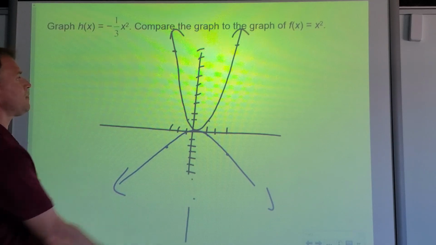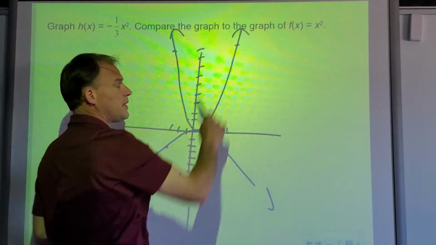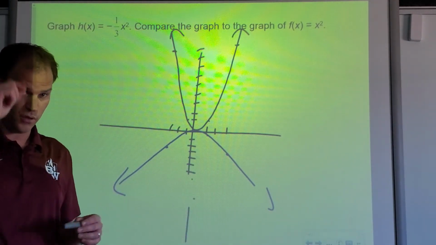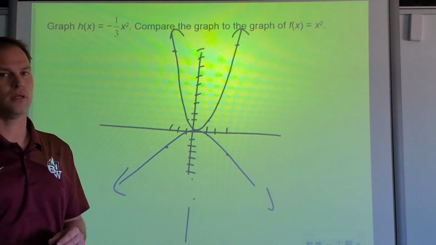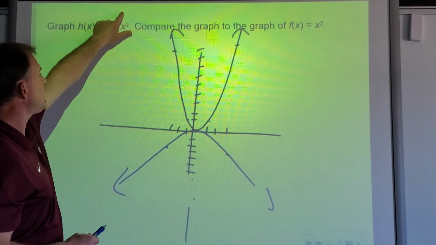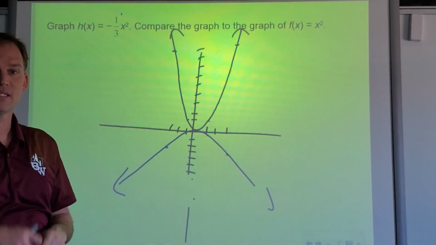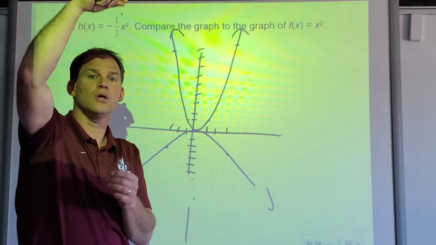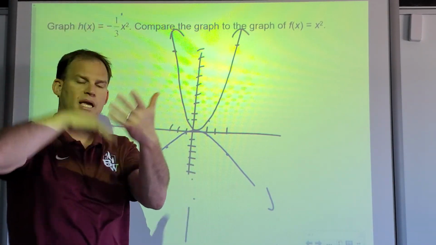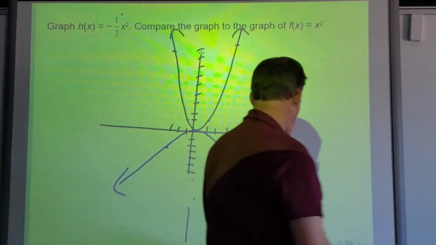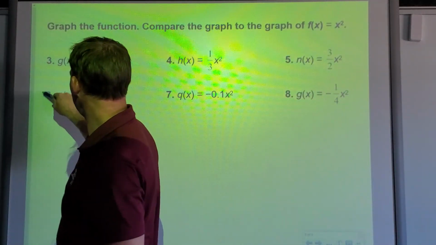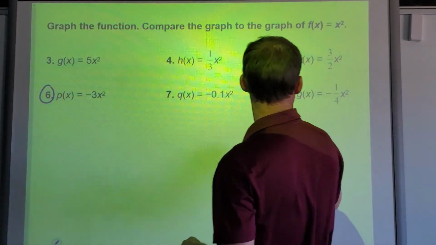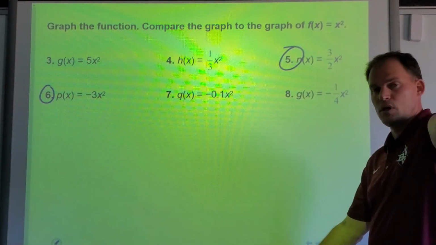But that's the idea. You identify the parent function. It would be helpful if you would sketch it lightly every time. Don't try to do it in your head. And then you see how this number in front affects it. It's either going to stretch it, squash it. If it's negative, it'll flip it. All right. So let's do a couple of these. Let's do 6 and do 5. Sketch those.